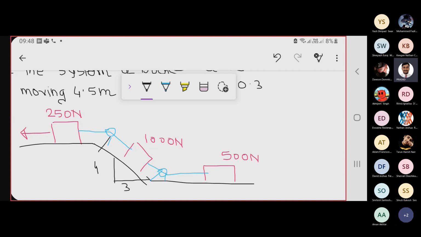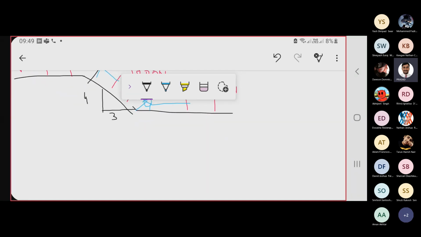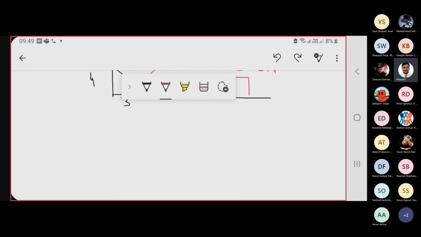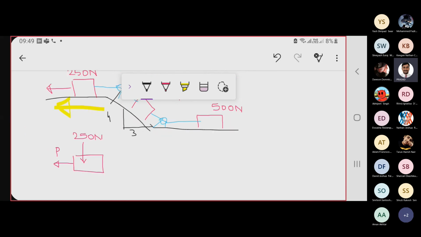Okay, so these three bodies are connected together, and the 250 Newton body is pulling the 1000 Newton and 500 Newton bodies in one direction. Now we have to draw a free body diagram of these bodies. So let's draw it. 250 Newton will act downward. Force P is acting here. This body is moving from right to left, so frictional force will act in the opposite direction.